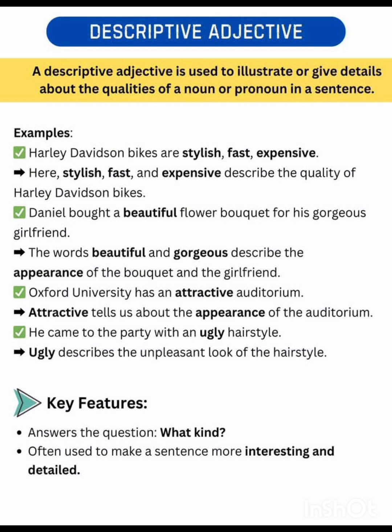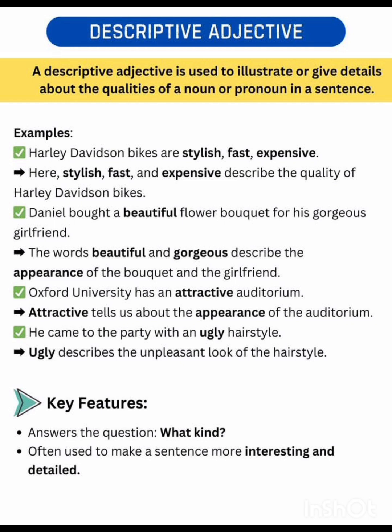Now, come to the next sentence. Oxford University has an attractive auditorium. Attractive is again describing the quality of the auditorium. He came to the party with an ugly hairstyle. Ugly is talking about the negative perspective of a noun. So therefore, we have both the positive and negative aspects of a noun, which we can use as per our wish in a given sentence.